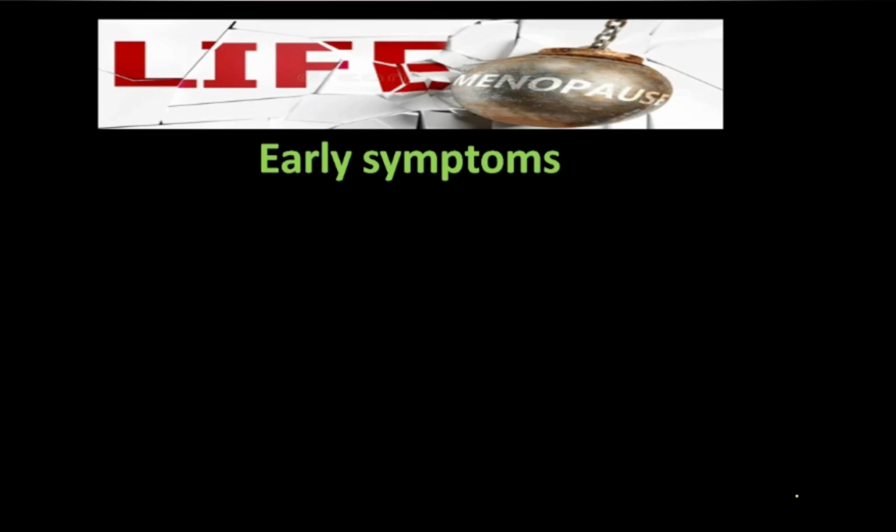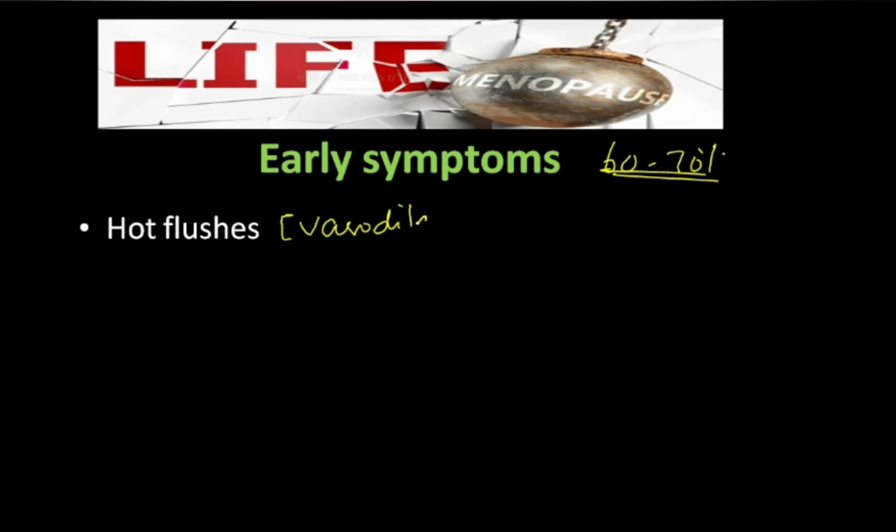So coming on to the symptoms of menopause, 60 to 70% of women attaining menopause will not have any problems. But others can face problems, and their early symptoms will be hot flushes. In hot flushes, there is going to be vasodilation of face and neck. This will last for around 2 to 5 minutes, and will be followed by sweating.